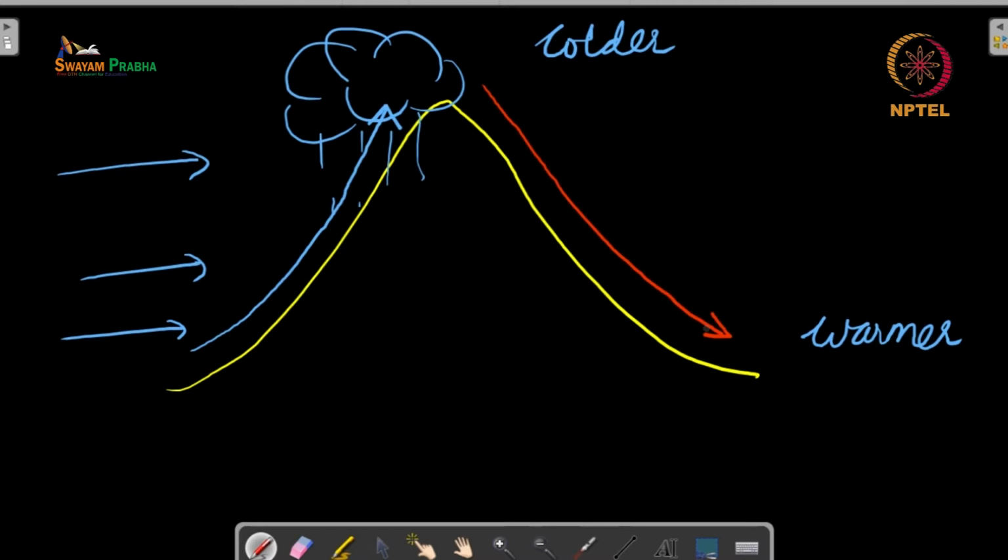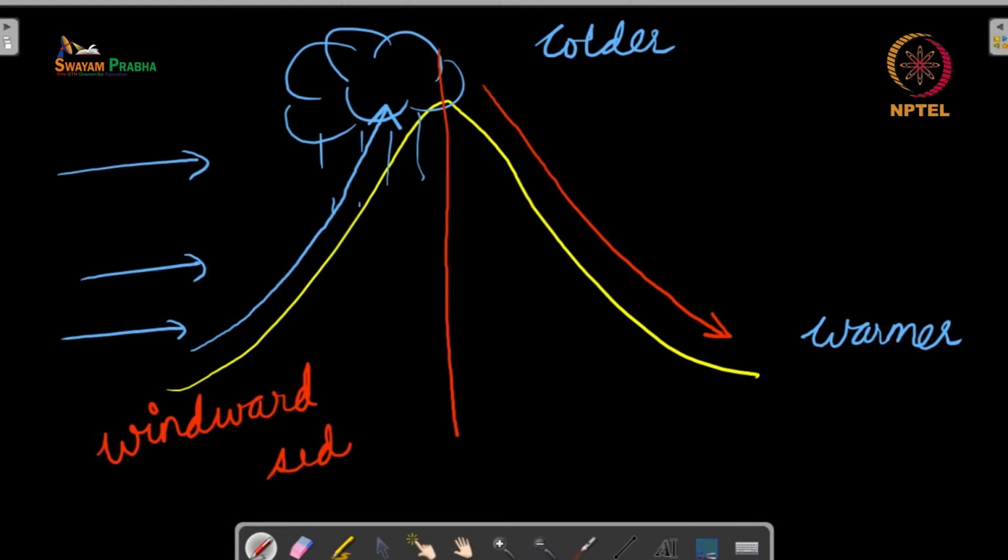And when they become warmer, they do not cause any rainfall in these areas, because for rainfall to occur, there has to be condensation, and condensation means that you need to cool the air. Now when the air becomes warmer, you do not get any rainfall in this region. So these mountains can act as a climatic divide, a rain divide. This portion is known as the windward side, and this portion is known as the leeward side.